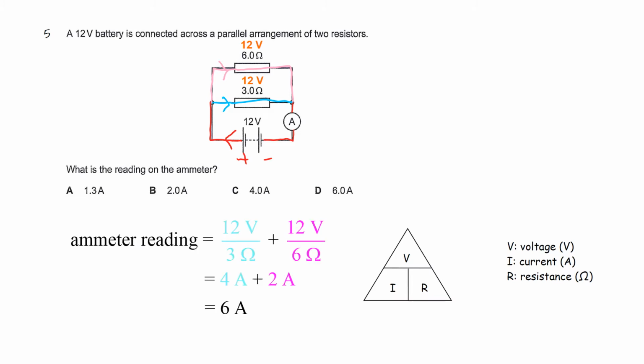The ammeter reading is 12 volts divided by 6 ohm, which is the current flowing through the 6 ohm resistor, plus 12 volts divided by 3 ohms, which is the blue current, the current flowing through the 3 ohm resistor. 4 plus 2, that will give us the ammeter reading of 6 ampere. D.